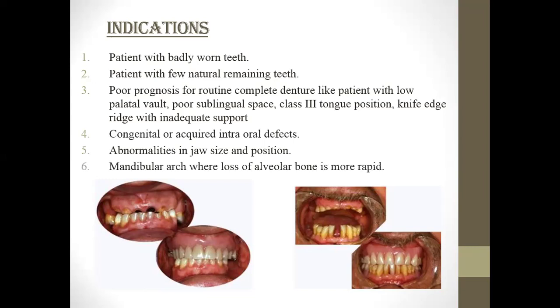And mandibular arch, where loss of alveolar bone is more rapid because of the surface area of the arch in comparison to maxilla. So what happens is the mandibular arch tends to resorb faster. So to prevent that, we can apply this concept here.